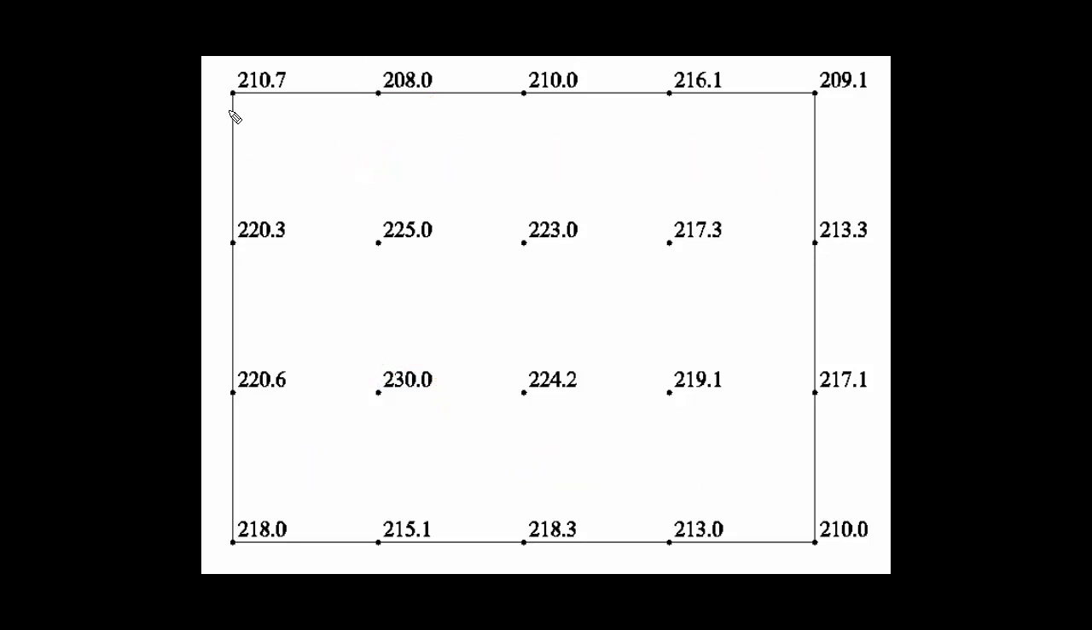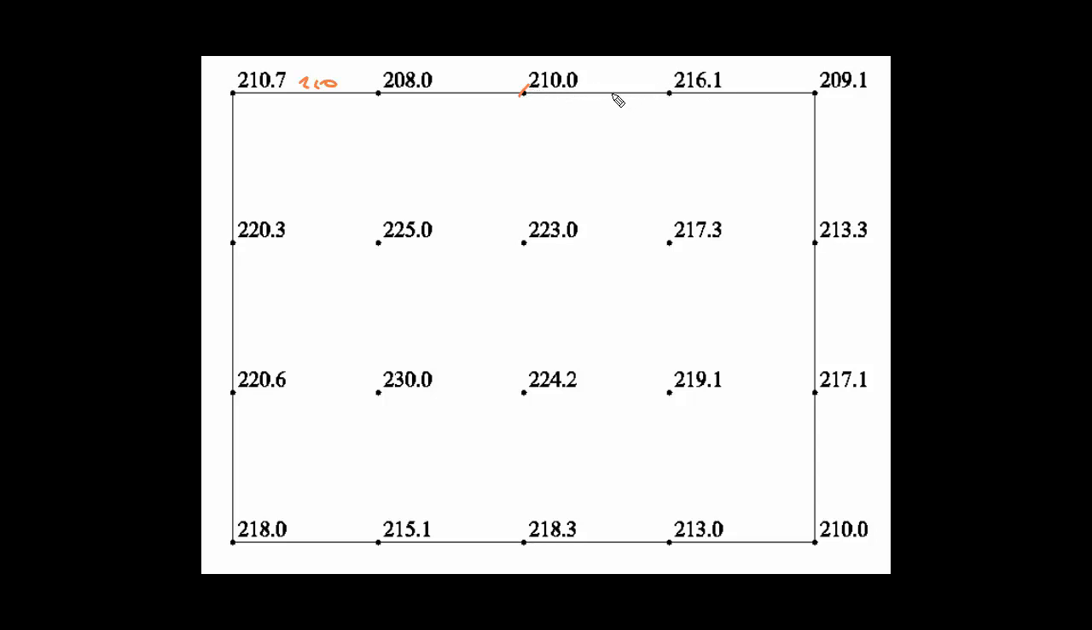When we consider any pair of adjacent points here, we have to consider where the contours will fall between those points. So we have to say which contours will fall between any pair of points. Well, first, let's just work around the boundary of this and we'll find out. Between 210.7 and 208.0, a contour of 210 will occur. Here, between 208 and 210, nothing occurs there, but we will have a contour passing through 210.